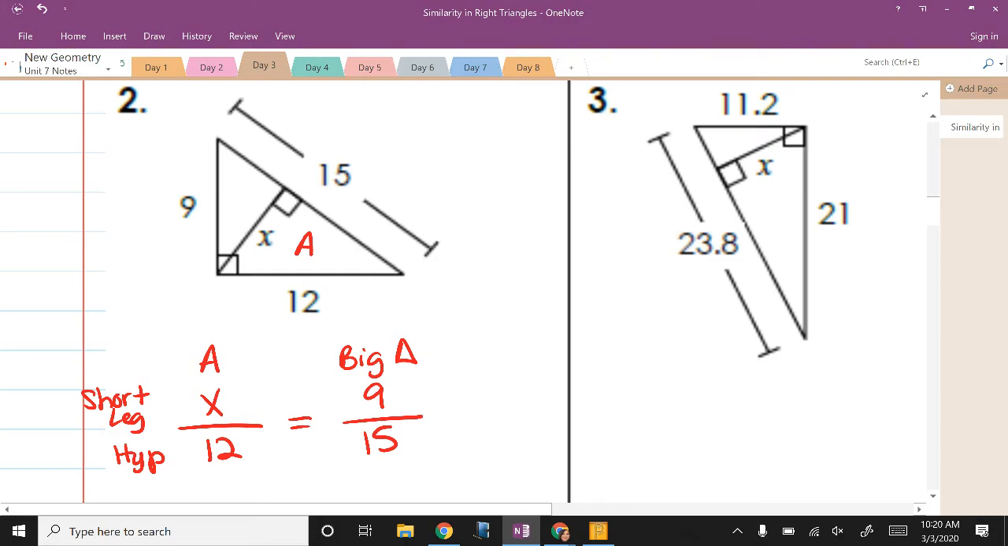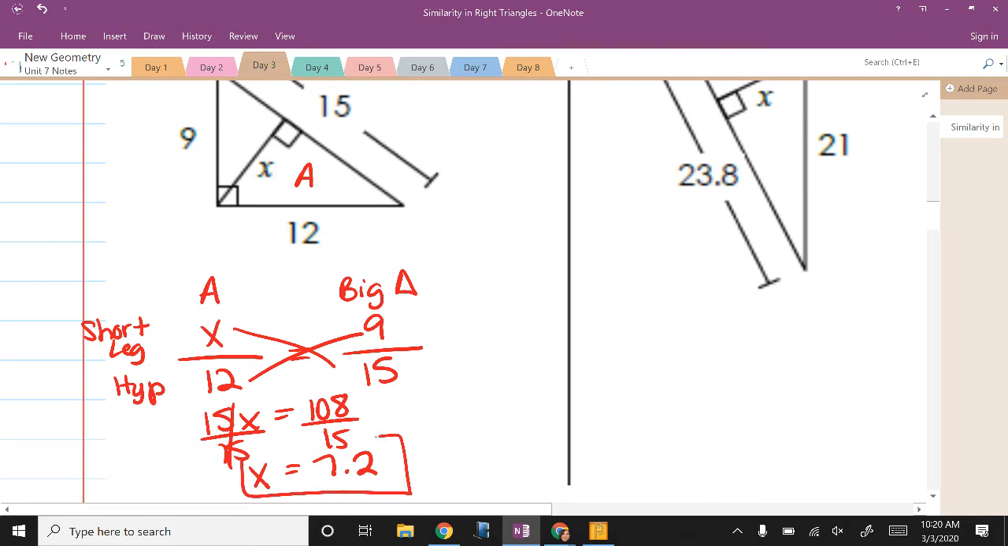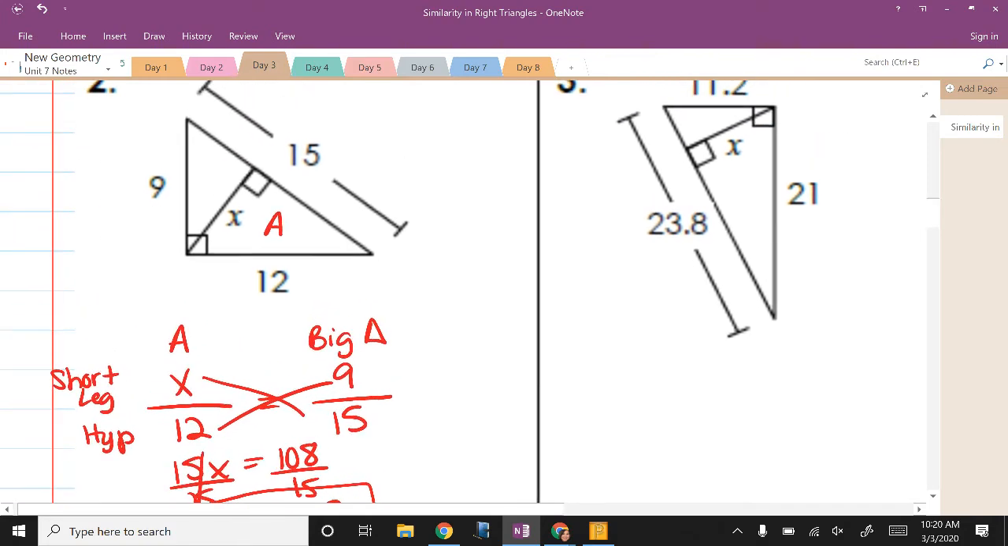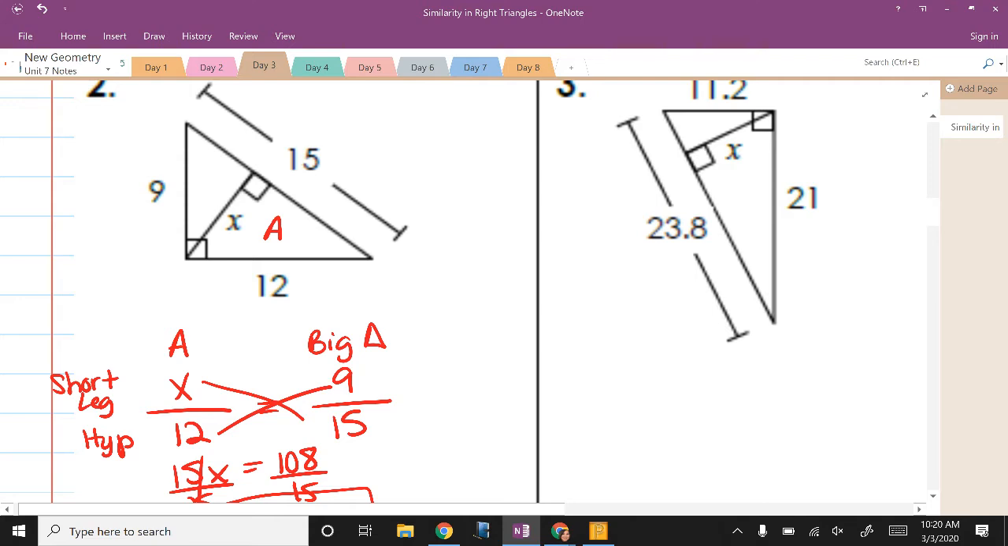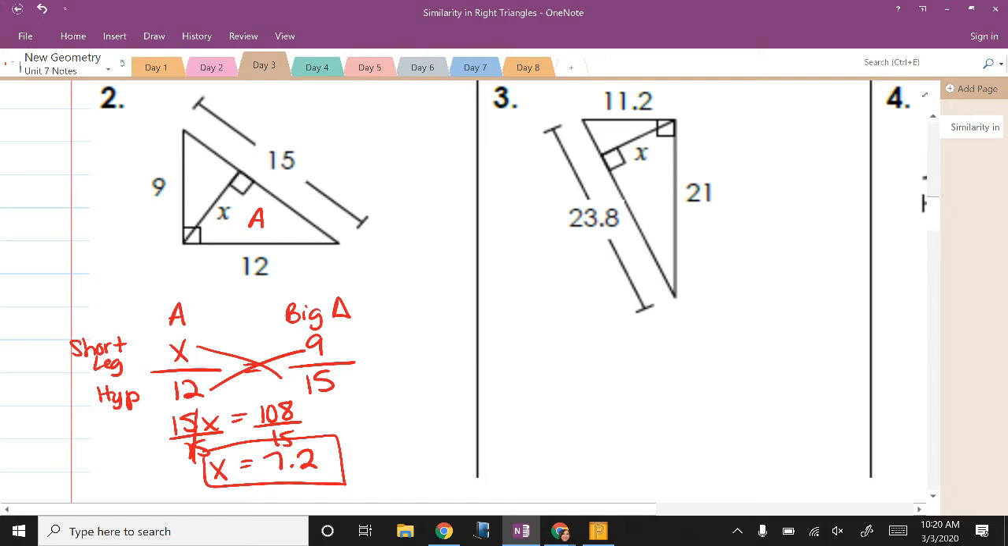Okay, now it's a proportion, so how do we solve it? Cross multiply, good. x times 15 is 15x equals what's 12 times 9? 108, and we are going to round here. Divide by 15, and x equals what? 7.2. Did they give me any units? No, so just 7.2. Okay. So any questions on number 2? Labeling helps. Trust me. All right, look at number 3.